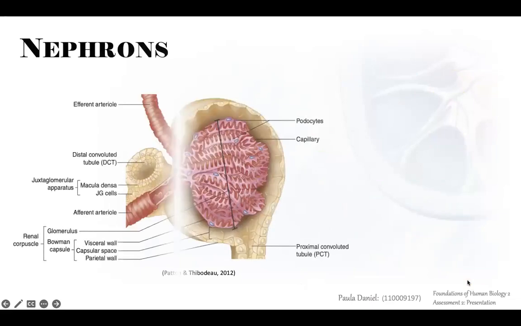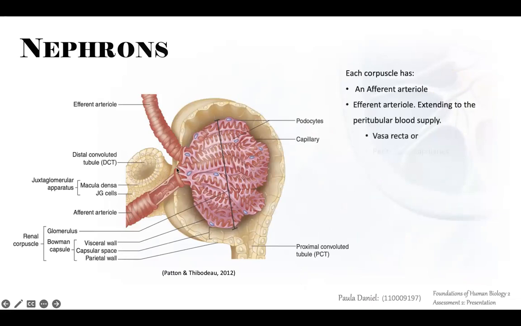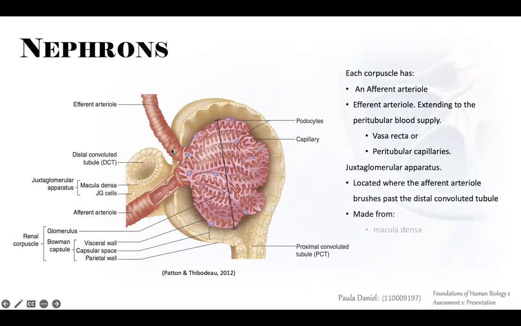Each corpuscle has an afferent arteriole entering the glomerular capsule and an efferent arteriole exiting the glomerular capsule. This will extend to the peritubular blood supply and become either vasa recta or peritubular capillaries. It is also worth noting the juxtaglomerular apparatus. These are located where the afferent arteriole brushes past the DCT. It is made up of macula densa and juxtaglomerular cells, and it surrounds the afferent arteriole.